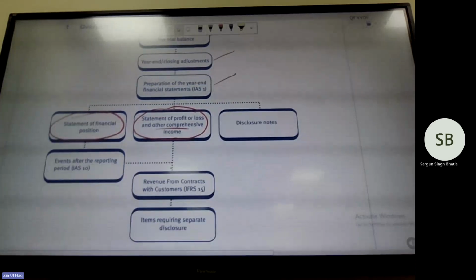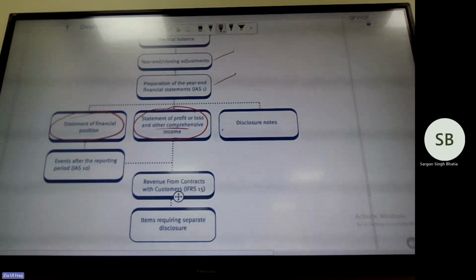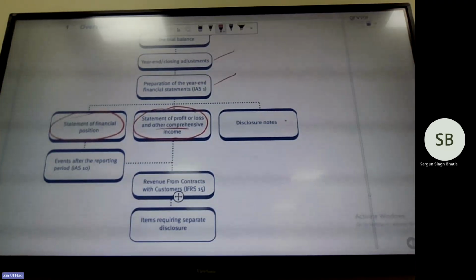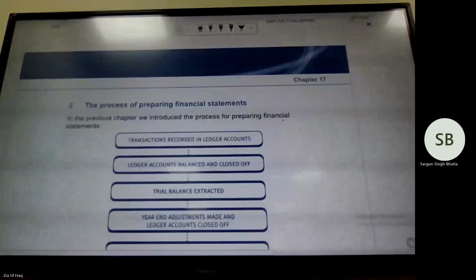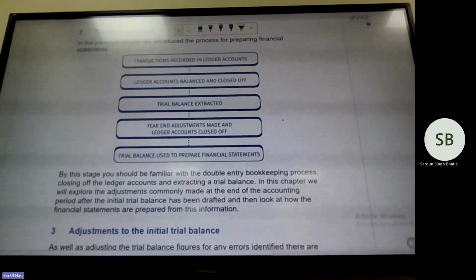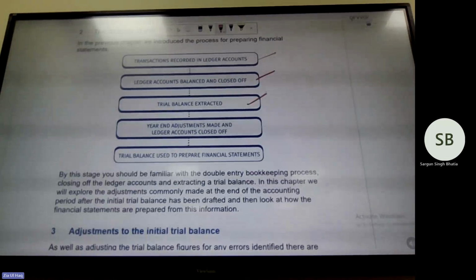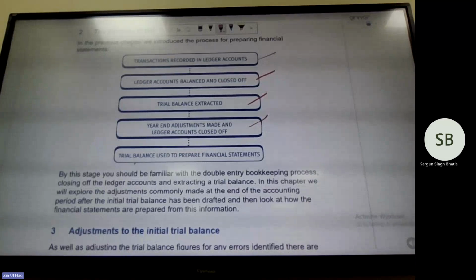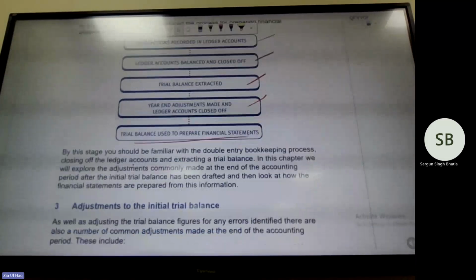And then we need to prepare the statement of cash flow, statement of changes in equity, which are not mentioned here, and notes to the accounts, meaning disclosures. So transactions are recorded into ledgers. Ledgers are balanced off. The extracted balances from the ledger will be recorded into the trial balance, then year-end adjustments, then we will prepare the financial statements.